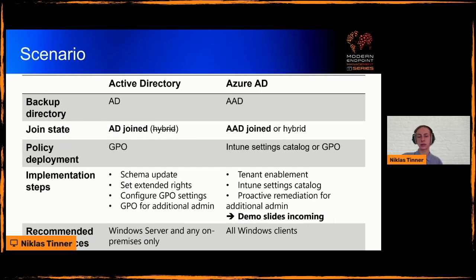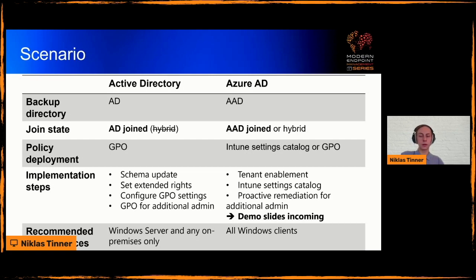And for the implementation, I have some demo slides incoming for that. But in essence, it's first of all to enable your tenant. So there's a tenant setting, you need to enable that. Then Windows LAPS is enabled for your instance. You furthermore need to do the Intune Settings Catalog, the account protection. Also, I have some images from that coming.